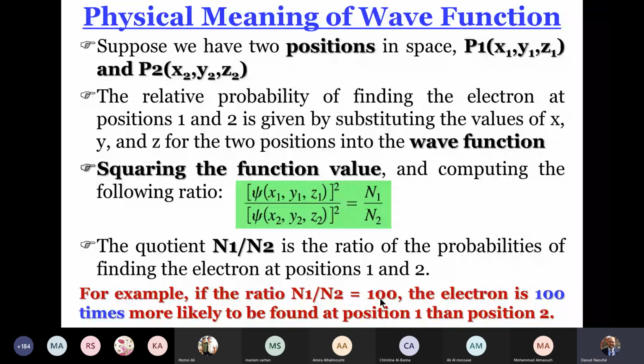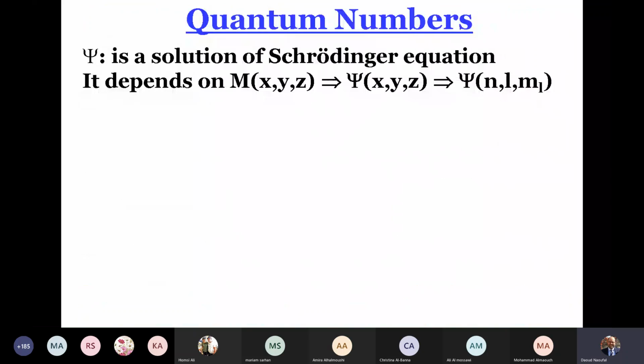Quantum numbers. So psi is the solution of the Schrodinger equation, and psi describes the wave motion of the electron at a certain position. So we talk about coordinates x, y, z for an atom, which does not exist at our scale but exists at the microscopic scale.